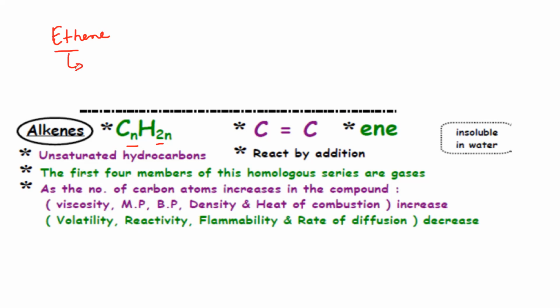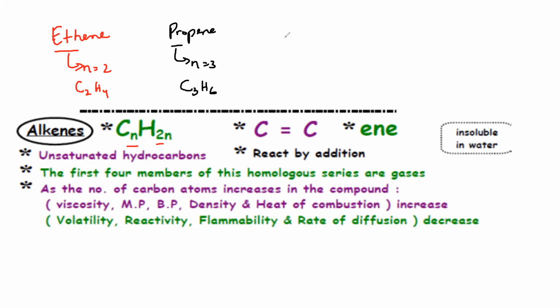Eth means the value of n is equal to 2. So it will be C2 and H2 multiplied by 2, so C2H4. Same thing if we have propene, the second member of the alkenes. Prop means n is equal to 3, so it will be C3H6.